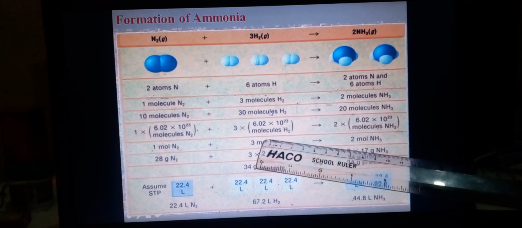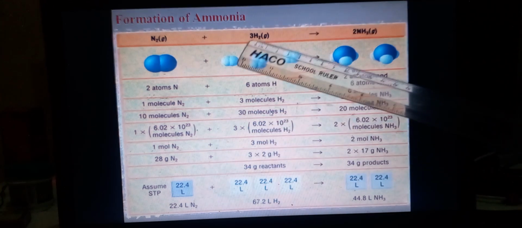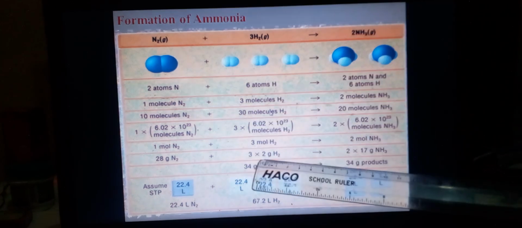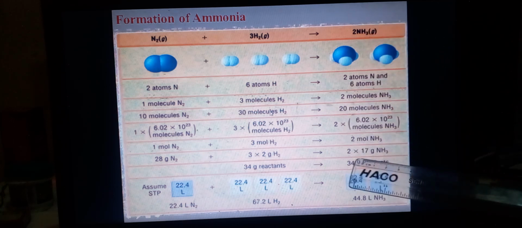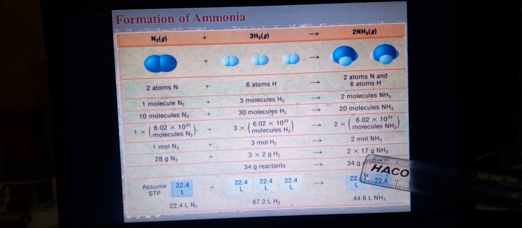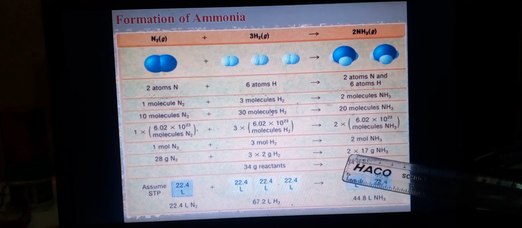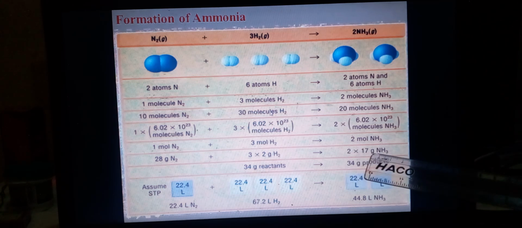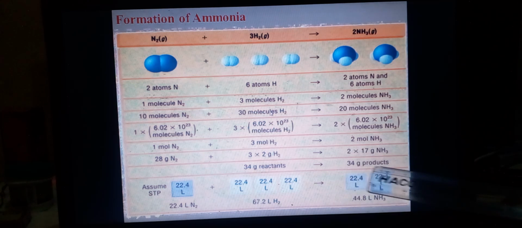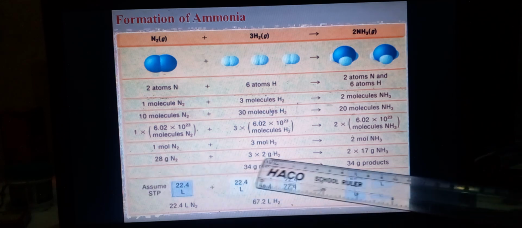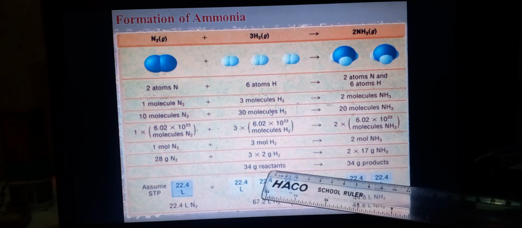Remember, every atom has a mass of 1 gram, and there are 3 times 2, we get 6 atoms. So 6 times 1, it will give us 6 grams. Then this one molecule of ammonia has a mass of 17 grams, and there are 2 molecules of ammonia, so we multiply 2 by 17 to get 34. So this one is 34 grams. So here they have taken 28 plus 6 to give us 34 grams.